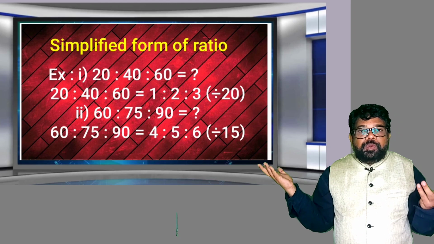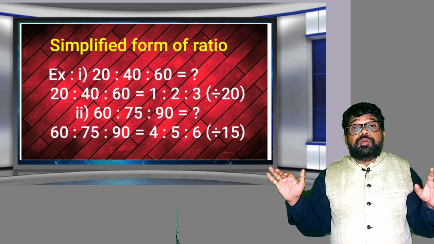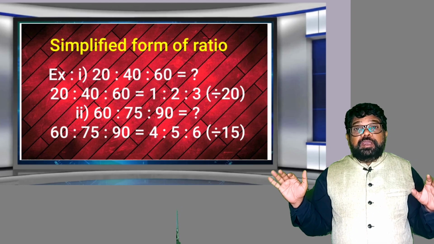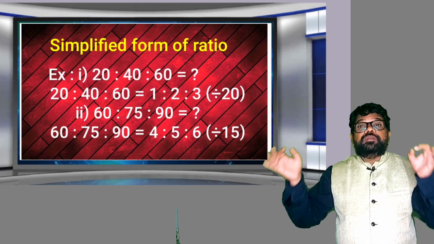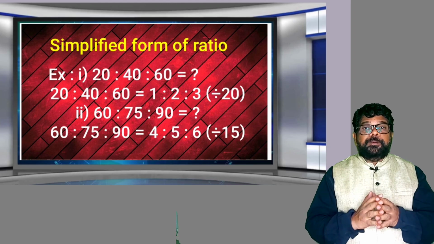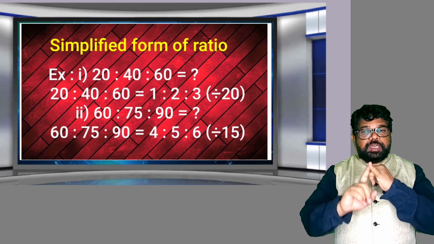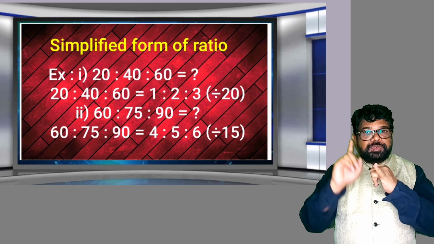So by observing 4 is to 5 is to 6, it is not divisible by any one of the values. All the terms are not divisible by any one of the values, so it is the simplified form. Always put the terms of a ratio in simplified form only. So what is meant by ratio? Simply, how to put it in your mind: ratio means division operation.